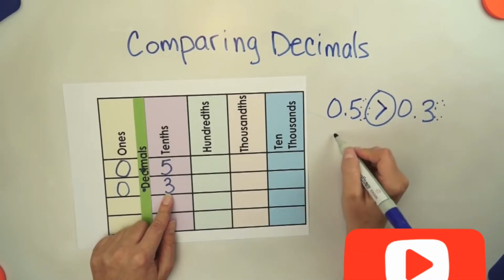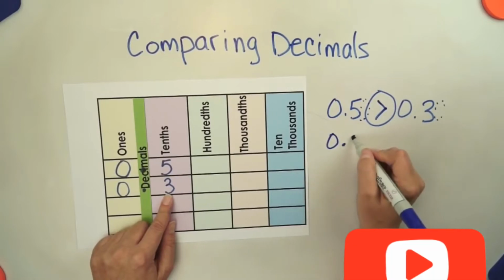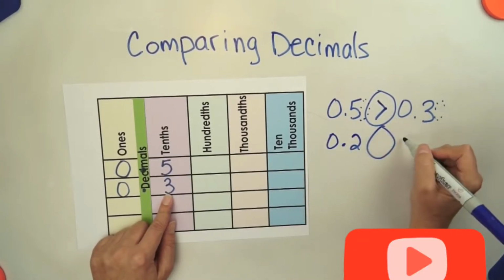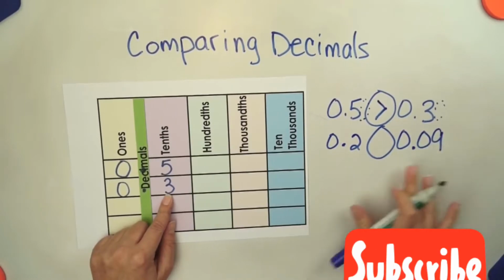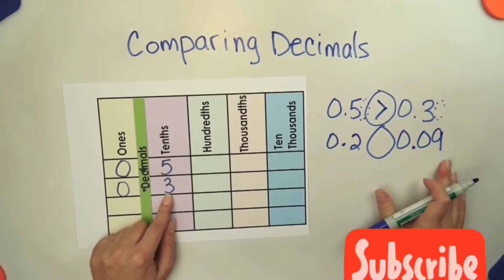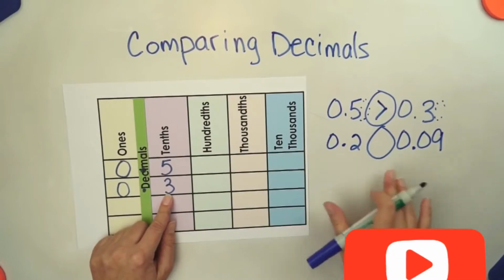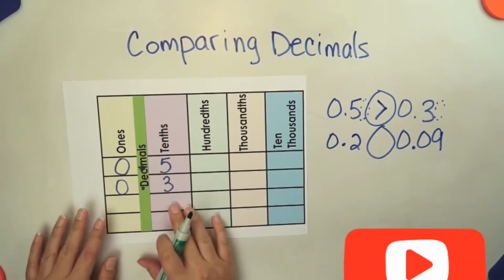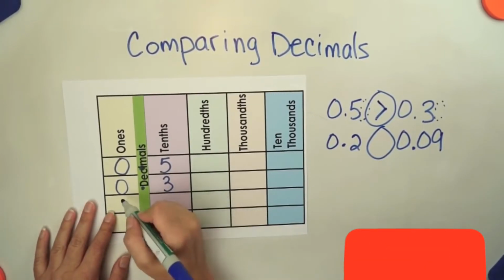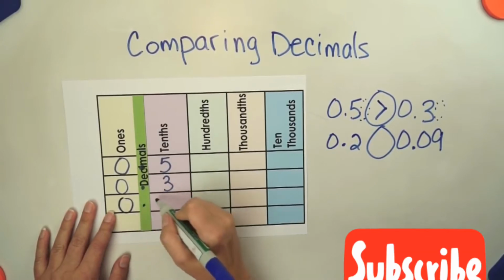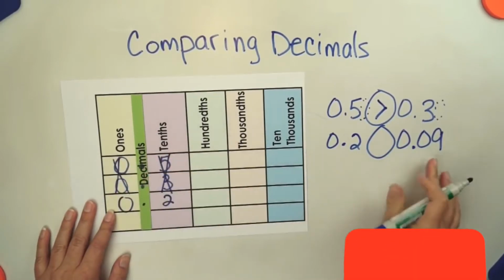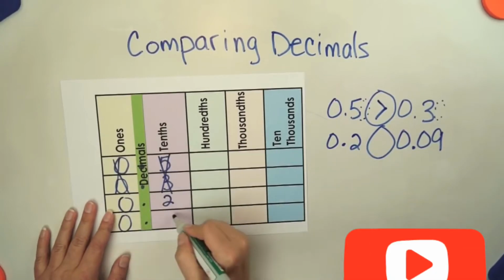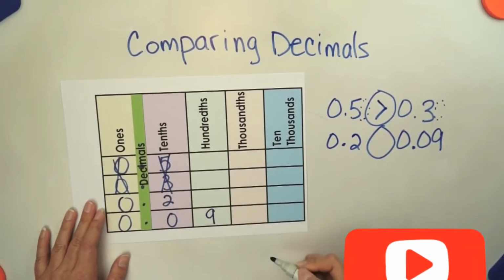Okay, let's try another one. How about 0 and 2/10 compared to 0 and 9/100? Many people see this and go, oh, that one's bigger. 9 is bigger than 2. Well, let's put it on the decimal chart here. So we have 0 and 2/10. I'm going to cross these out so I don't look at them. And we have 0 and 9/100.